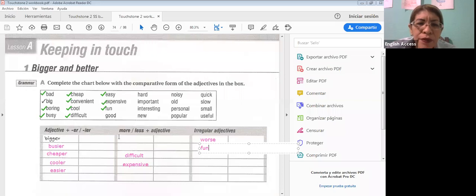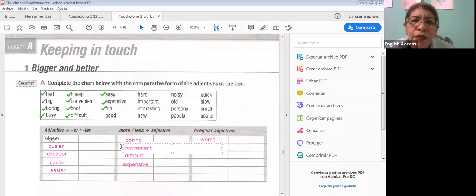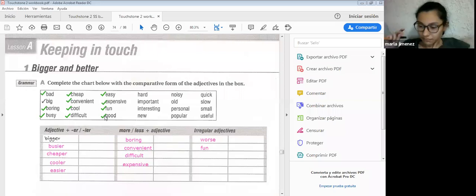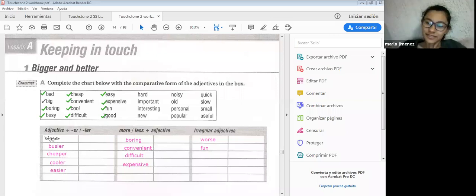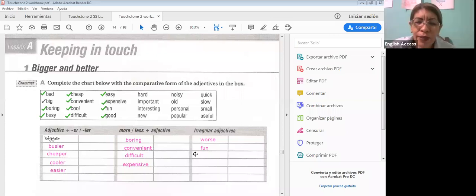This was boring. It was convenient. Convenient. Okay, like this. And we have good. No, not gooder. No, not more. Better. Yes, that is the comparative form. Better.